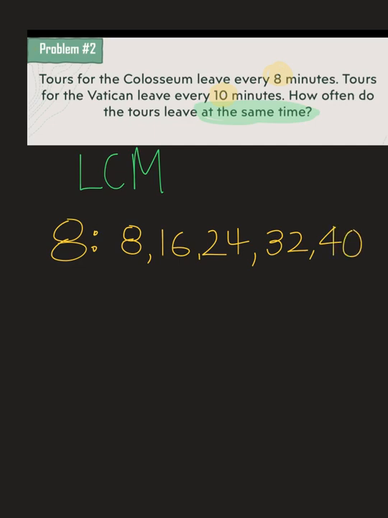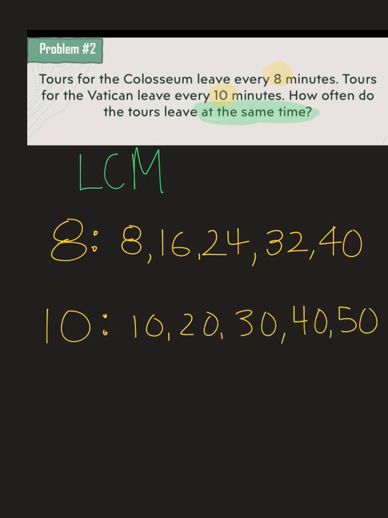Okay, and then our second number was 10, so let's list our first 5 multiples of 10, which should be fairly easy. 10, 20, 30, 40, and 50. So notice we did find our least common multiple, right? We're looking for the smallest number that they have in common, and in this case, it is the number 40. So our least common multiple would be 40.